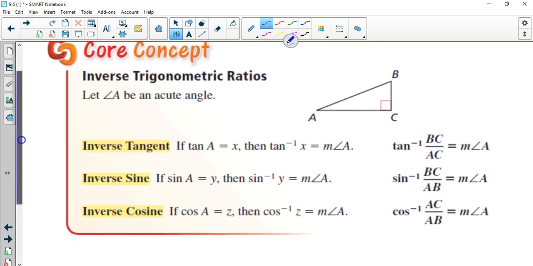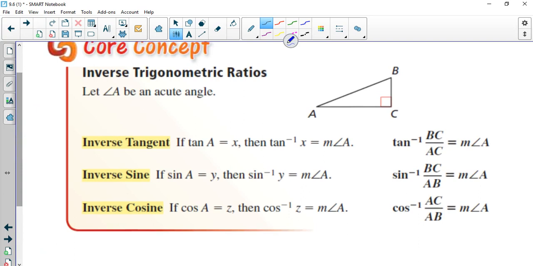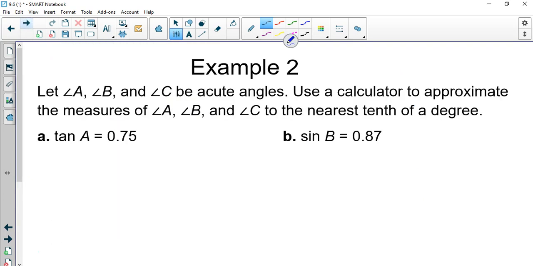Okay, now we have a new thing where it's the same concept, it's just the inverse. So this is where we're going to learn how to use the calculator for the inverse tangent, sine, and cosine. So we've been finding the sides given the angles. We're going to learn now how to find the angles given the sides. And I'll just leave this here for you and just dive into the problem. You can come back and look at it.